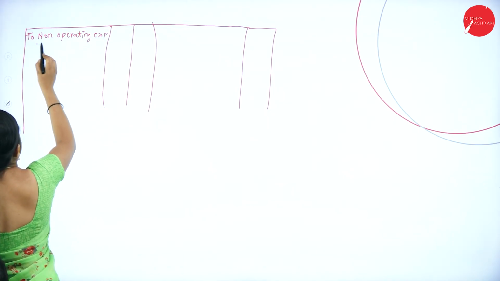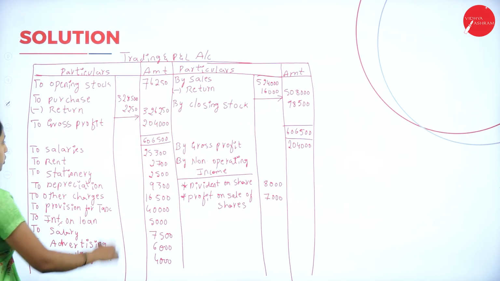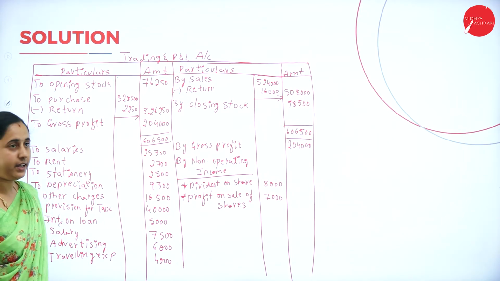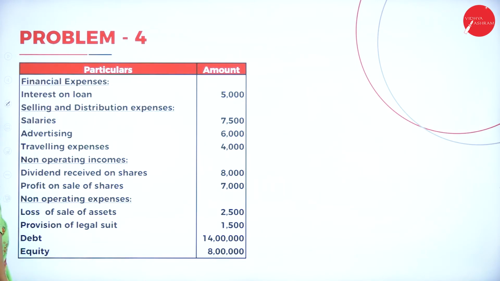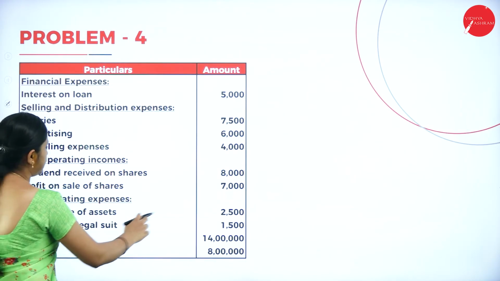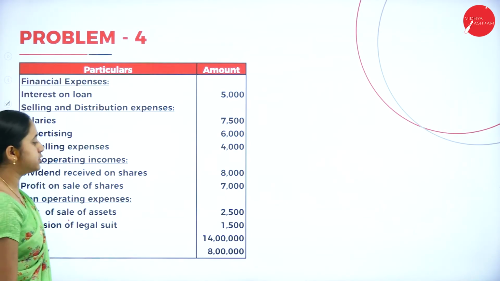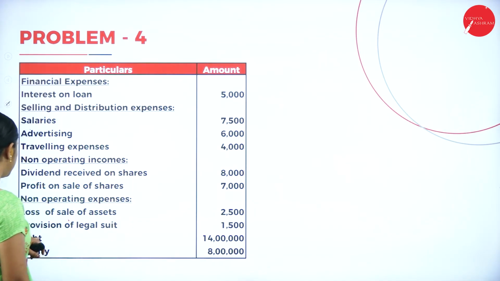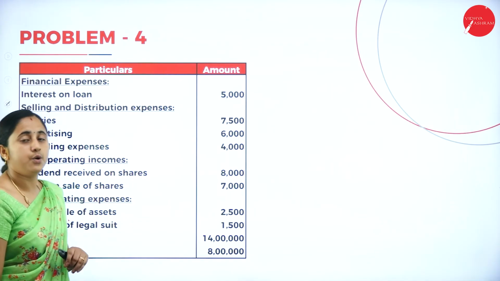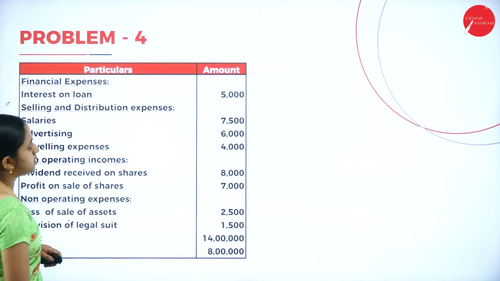Non-operating expenses. All this is operating expenses, and the total of all this is operating expenses. Now, non-operating expenses. Under non-operating expenses, loss on sale of asset 2,500 and provision for legal suit 1,500 you are going to consider in the profit and loss account. You are not going to consider debt and equity in the profit and loss account.